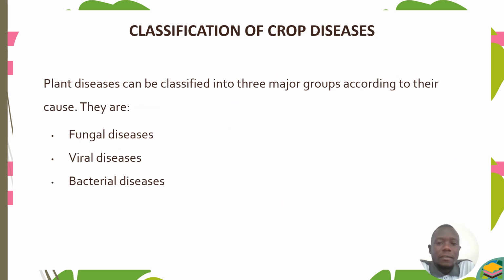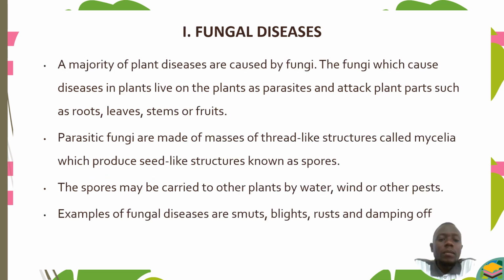So let's look at classification of crop diseases. Plant diseases can be classified into three major groups according to their causes. I've got fungal diseases, then I've got viral diseases, then I've got bacterial diseases. So let's look at each and every cause in detail. Let's start by looking at fungal diseases.